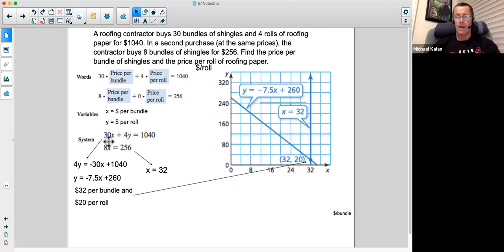What if I plug in 32 times 30? Isn't that the same as 30 times 30 plus 2 times 30? 30 times 30 is 900. 2 times 30 is 60. So that would be 960. And then 4 times 20 is 80. If you add 80 and 960 together, you get 1040. So it checks. And notice that's the only solution because that's the only place where these two lines intersect.